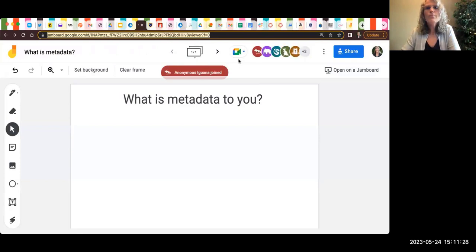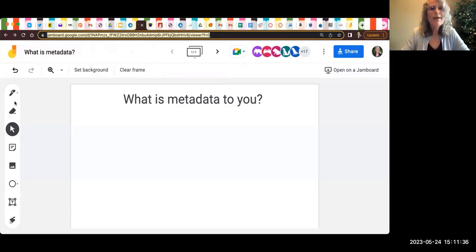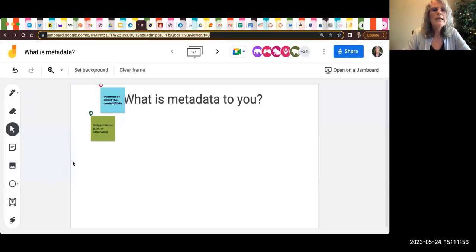Yes, I see everybody populating now. Okay, great. If you don't know how to use Jamboard, I think many of us do, but if you don't, you'll see various options on your left panel. Of course, there's a pen you can write with, or a sticky note, which I already see. Maybe there's an image you could include that might represent what metadata means to you. So there are some options here.